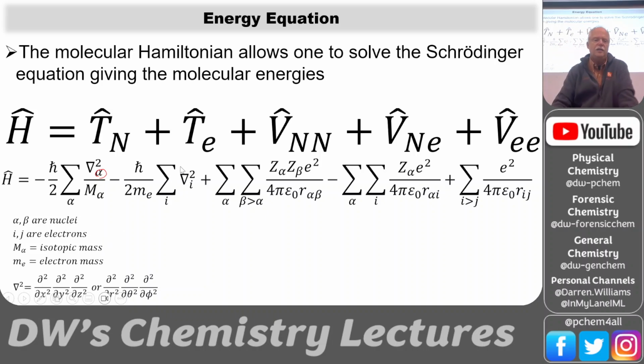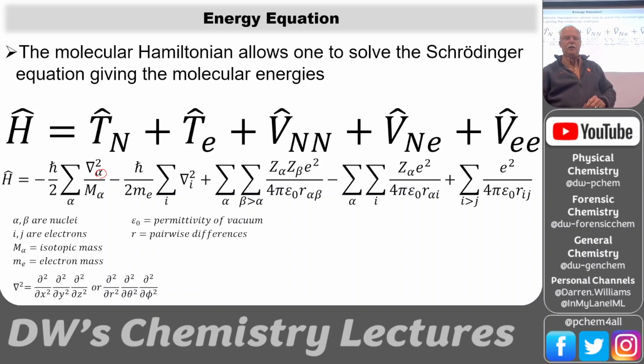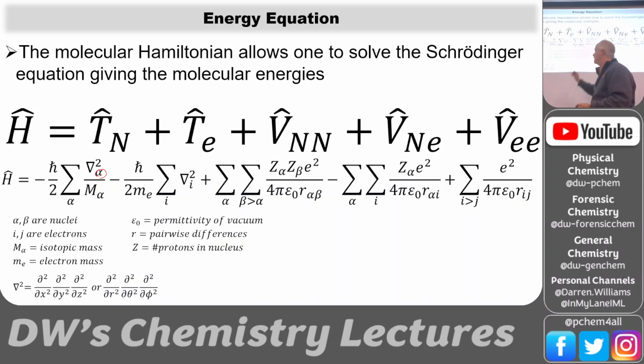So these are the second derivative operators. All your wave functions are things that will be returned after taking the second derivative. So they're all cosines, sines, and e to the x's. We also have the permittivity of the vacuum. That's how the charge decreases as you go through space. Okay. And we have R's. All the R's are the pairwise distances.